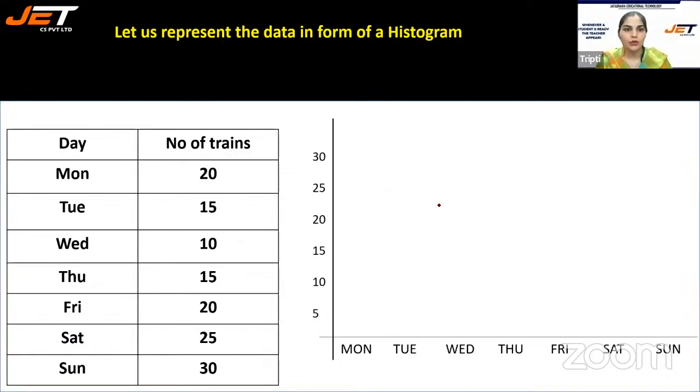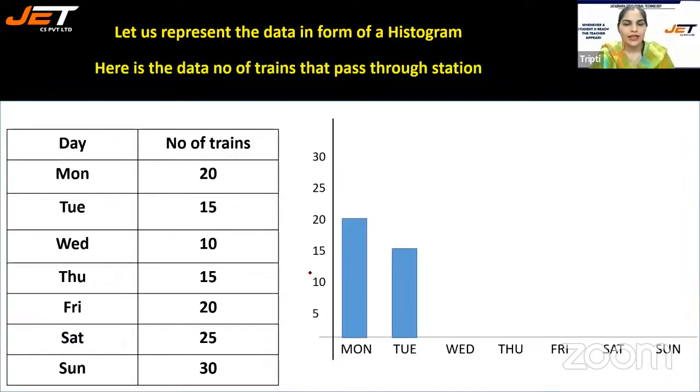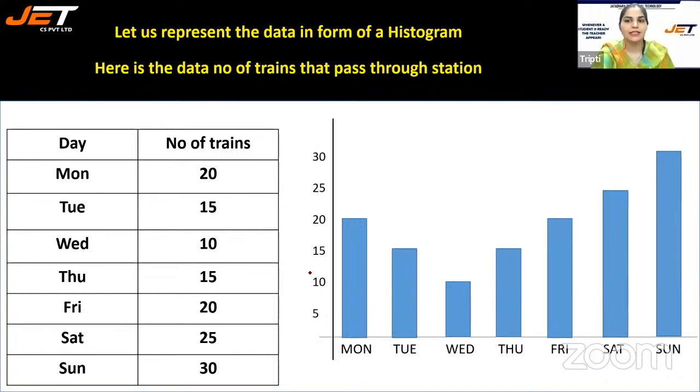So Monday, 20, I'll draw a bar till 20 right here. Then Tuesday, 15. This is Wednesday, 10. Thursday, 15. Friday, 20. Saturday, 25. And Sunday, 30. Now, this is a bar graph, dear children, because the bars are separated. We'll do histogram also.